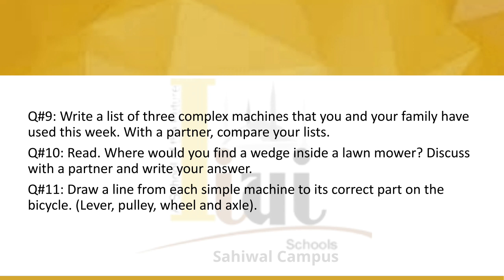Question number 11. Draw a line from each simple machine to its correct part on the bicycle. And the simple machines are lever, pulley, wheel, and axle. So you have to look at page number 9. The picture of a bicycle is given, and you have to just mark those portions which have these simple machines: lever, pulley, wheel, and axle.